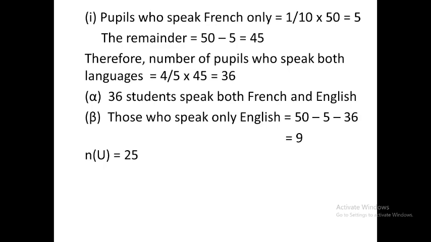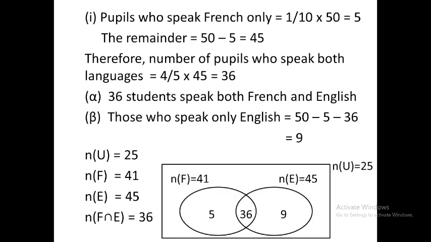And so, like you can see, the universal set is 25, followed by the French, which is 41. Then English will follow. Then the intersection, which is what? 36. Now let's get our diagram done there, and that is it. Because you understand from the beginning, everything is set like that. I believe that is clear.